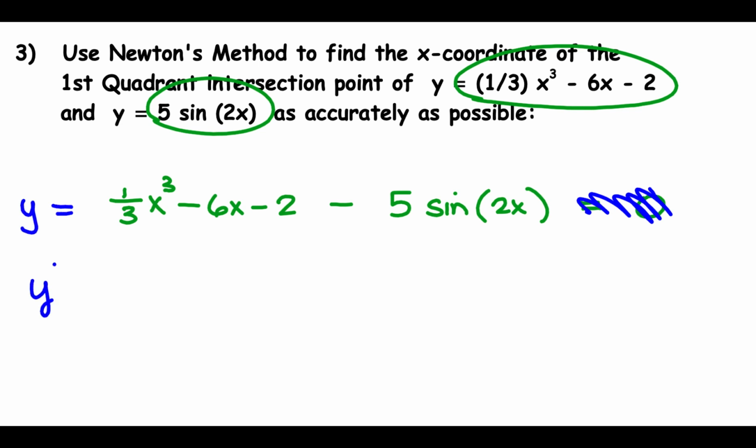And then we take the derivative to get y prime, which will be x squared minus 6. We've got trig and we've got a chain rule. That's going to be minus 10 cos 2x. Derivative of the sine is cosine, and then there's the extra times 2 from the chain rule. All right. Let's put that into the calculator and see what we get.